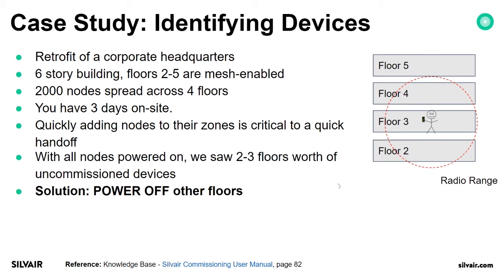So the solution for that, the only and the best one, is to power off the floors and the devices that shouldn't be commissioned at that time. Of course, sometimes if you want to commission multiple floors, installers would go, let's say, 3 floors at the same time. We do not advise that. It's better to focus on one floor and different areas than going through multiple floors above and beyond at the same time.